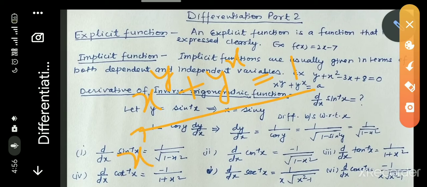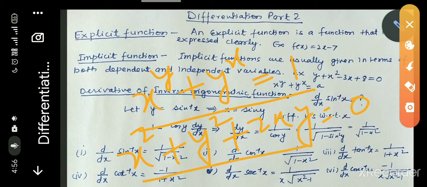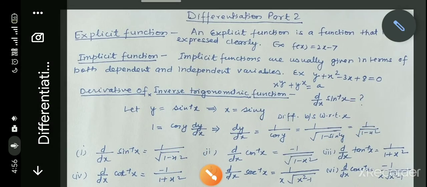Let us take another example: x square plus y square plus 2xy is equal to 0. This is also an implicit function. Today we are going to find derivative of these types of functions. First we are defining them, and later on we shall find the derivative of these functions. Now move to next, that is inverse trigonometric function. Then how to find derivative of inverse trigonometric function?